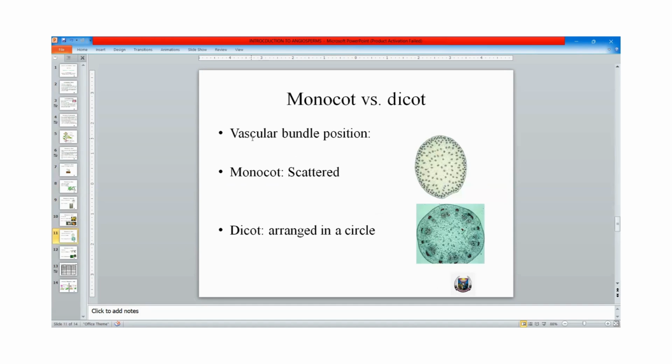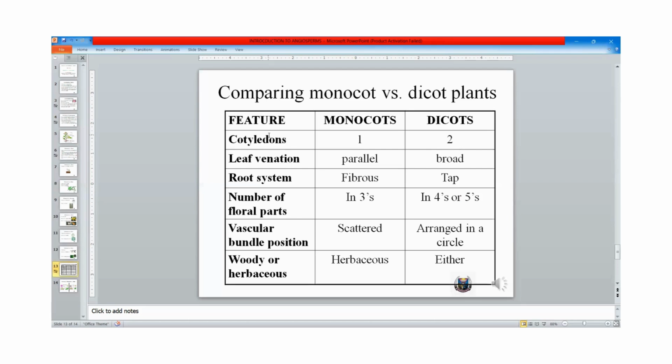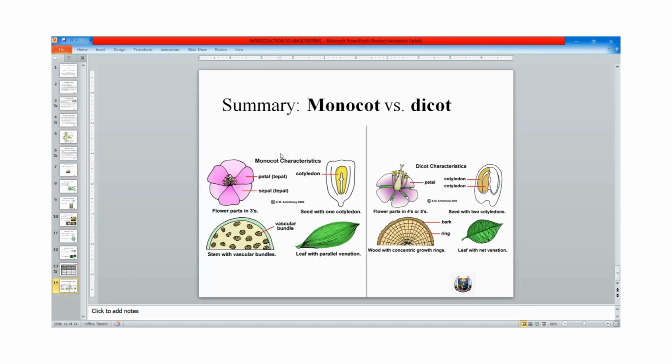Based on vascular bundle position, monocot vascular bundles are scattered, while those of dicot are arranged in a circle. Based on stem type, monocot has herbaceous stem, while dicot has herbaceous or woody stem. This table summarizes the differences between dicot and monocot plants. And the summary of what we have said so far is here.